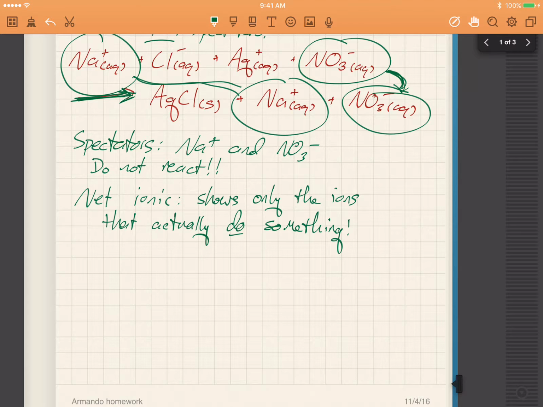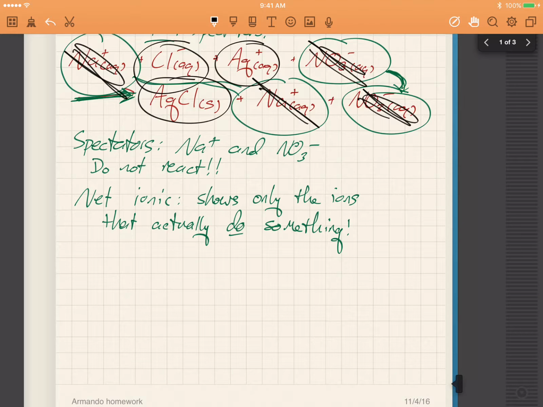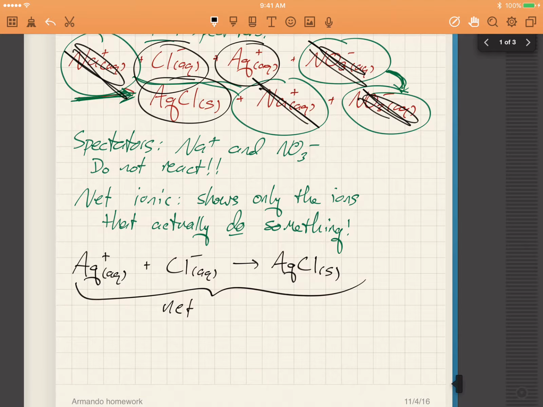Well, if we look at this and we say, okay, we're going to get rid of the sodium and we're going to get rid of the nitrate, what's left over is these two. And of course, on the right-hand side, the product of them mixing. Writing plus first and minus second, this will be Ag plus aqueous plus Cl minus aqueous yields AgCl solid. And this right here is the net ionic equation. Cool, huh?